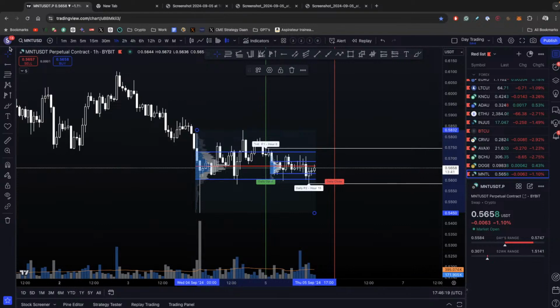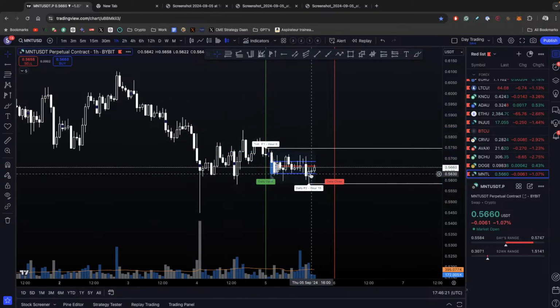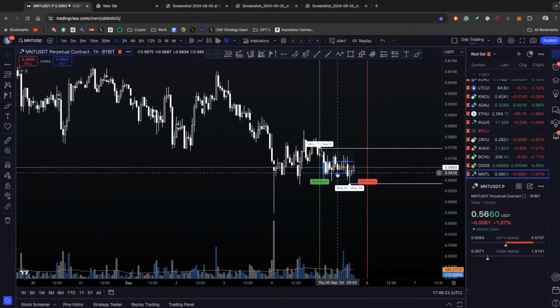It is what it is. The market is very boring right now. And that's also a part of trading. It's also realizing when not to take any trades. And right now there's no trade at this point in time.